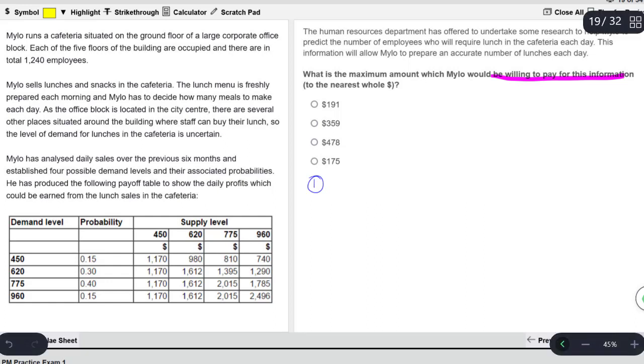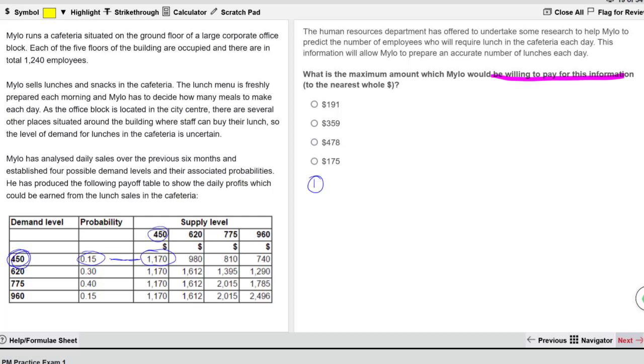If we knew that demand would be 450, I would choose to produce 450 and earn the 1170. Guys, there's a 15% chance of that happening. First thing we'll do is multiply the 15%, by the 1170. So there's a 15% chance we're going to earn 1170.